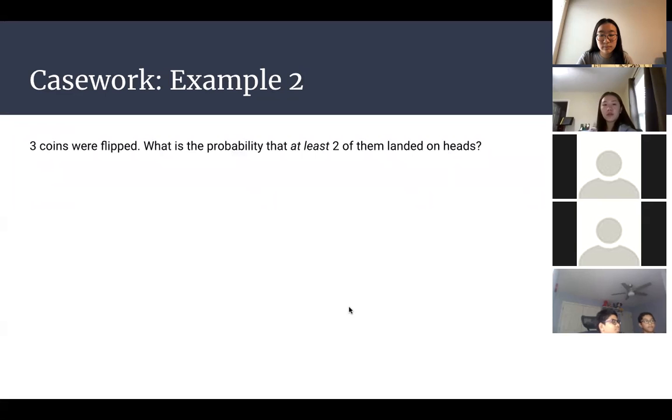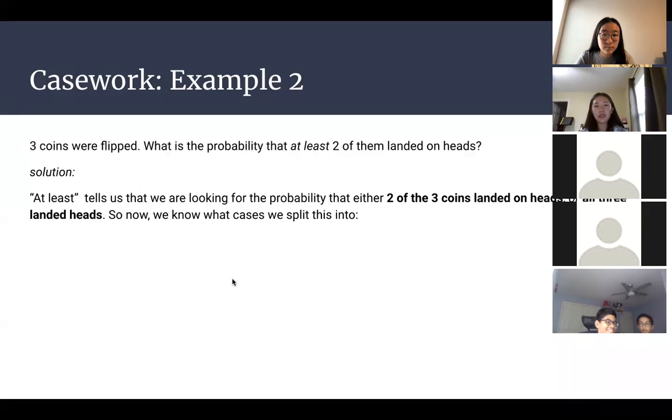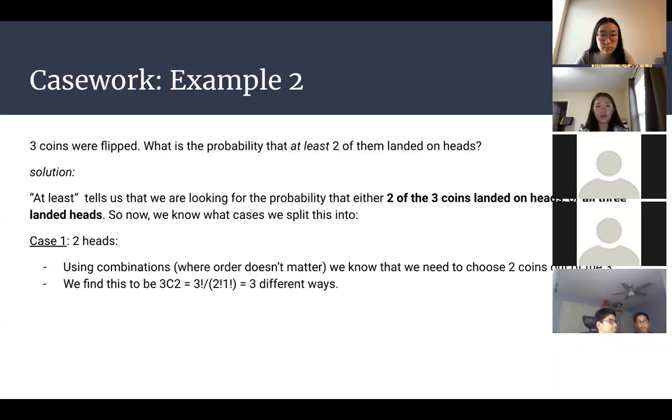Okay, so 3 coins were flipped, and what is the probability that at least 2 of them landed on heads? Do you guys want to go through this together first? We'll have another example, so I think I'm just going to explain this one to you. The "at least" tells us that there's more than one case. So we have to divide this into 2 cases. If at least 2 of them landed on heads, then that means either 2 out of the 3 landed on heads or all 3 of them landed heads.